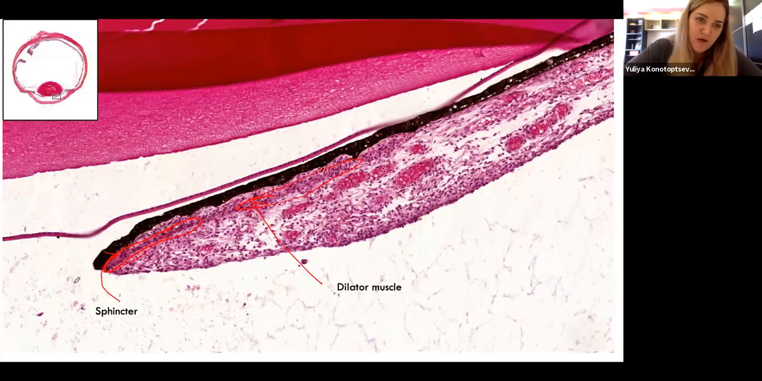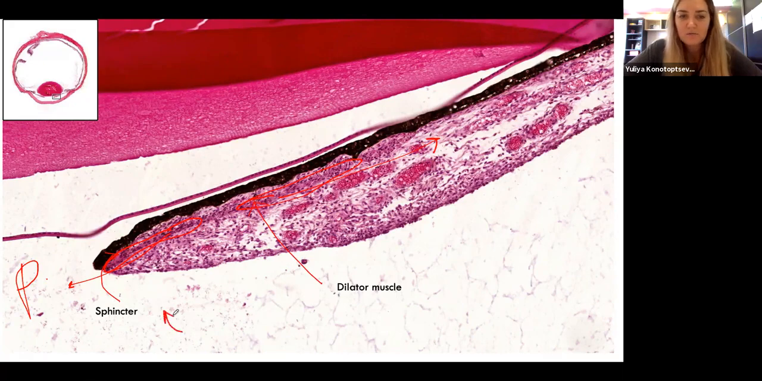This muscle will be contracting this way. This will be contracting that way. So as a result, the pupil, this gap right here, its diameter will be changing. Edinger-Westphal and superior cervical ganglion. That's the innervation for these two muscles.